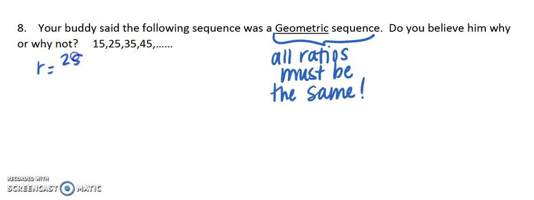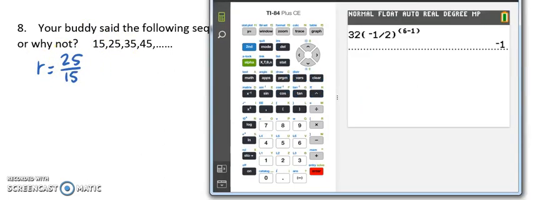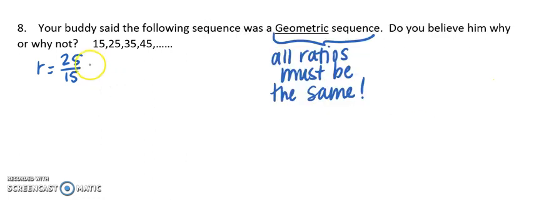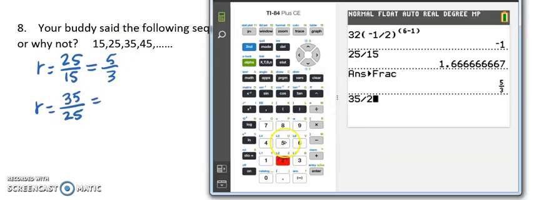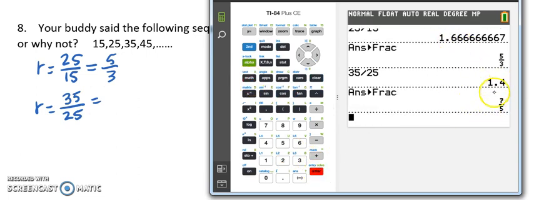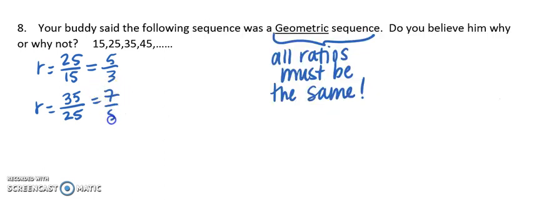So we've got 25 over 15. Now you can go on and reduce that by hand. You can type it into the calculator. No one cares. You're just checking the ratios. Now I don't round because I just don't do that. I don't round. So I'm going to do this. So we got 5/3. Okay. Then I'm going to try the next two here. So we got 35 and 25. So 35 over 25. Put that in the calculator. 35 divided by 25. Oh, I don't think that's the same. That's definitely not 1.6, right? So we got 7/5. So I hate to inform your friend, your buddy, but your buddy's wrong. And let's tell him why.